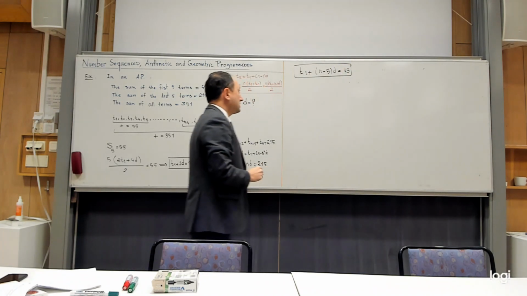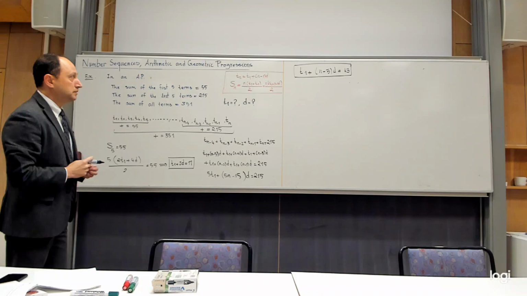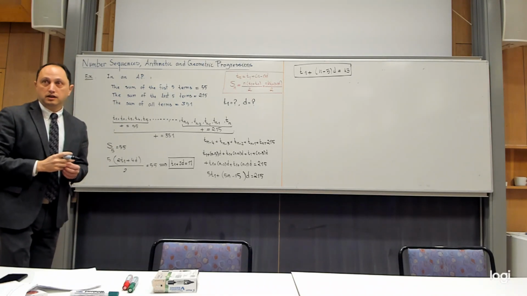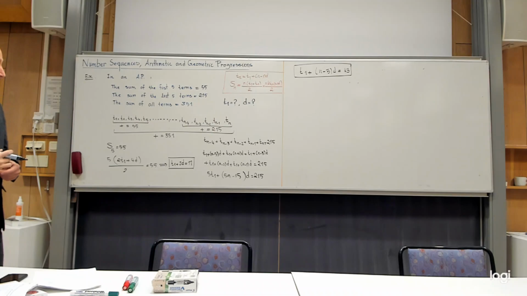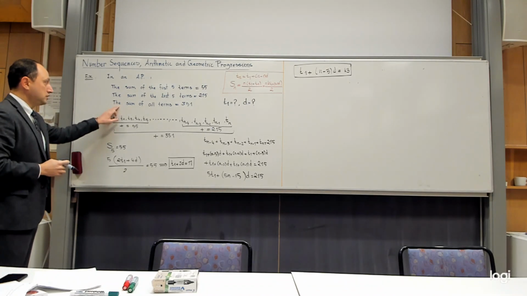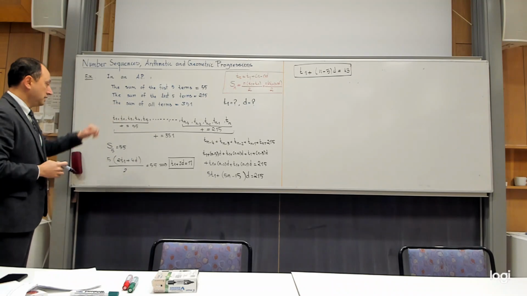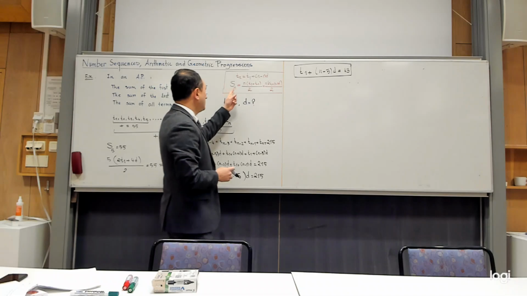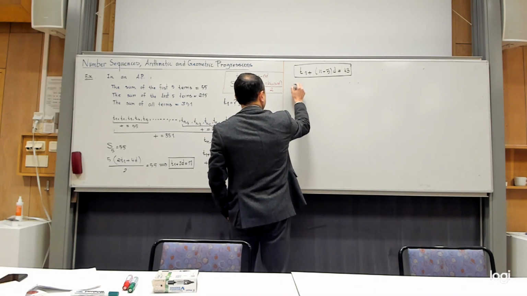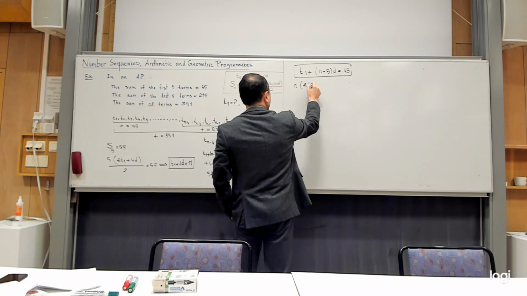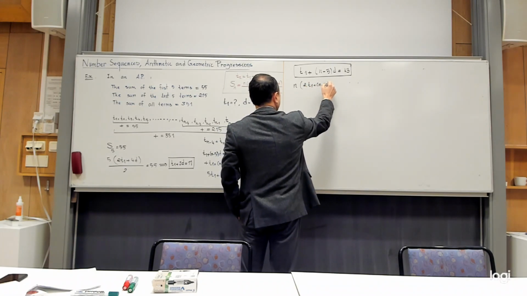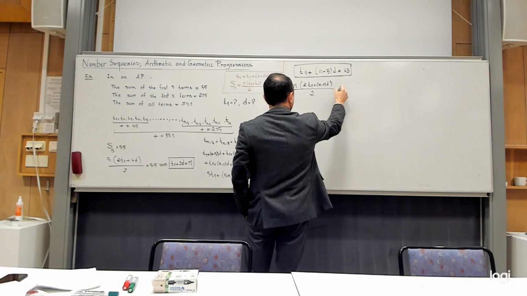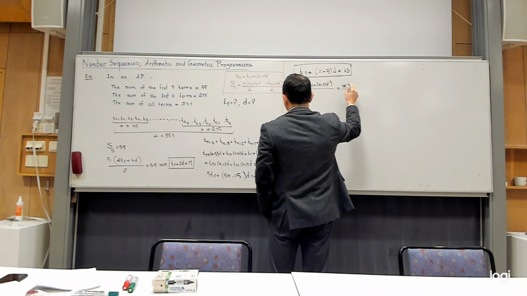Why? Because if I ask you what are the unknowns involved in this equation, T1, N, and D. And we were able to predict that before we started. So I have 2 equations, 3 unknowns yet. In principle, I need one more piece of information, yes? And that piece of information is provided here. So it means that the sum of all the terms is 351. So I can use this formula here. I would say that the total number, which I don't know, times T1 plus N minus 1D divided by 2 is equal to 351.